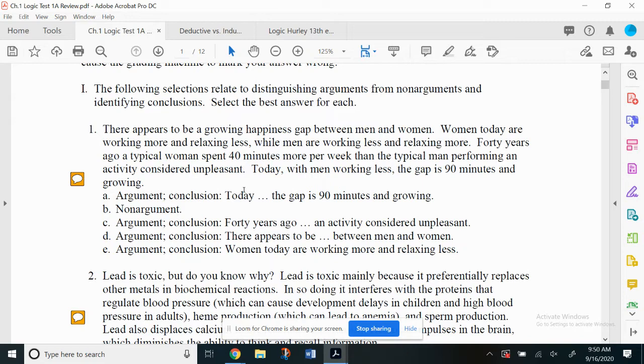Let's do this first one, and I'll walk through a couple of these with you, and then for the rest, I'm just going to give you the answer. What you want to do is think about this for a couple minutes, read through it, and tell me what you think this is. Is this an argument? In other words, is there a conclusion that is supported with reasons and evidence? Or is it just a non-argument, somebody just talking or giving you information, but it's not really an argument?